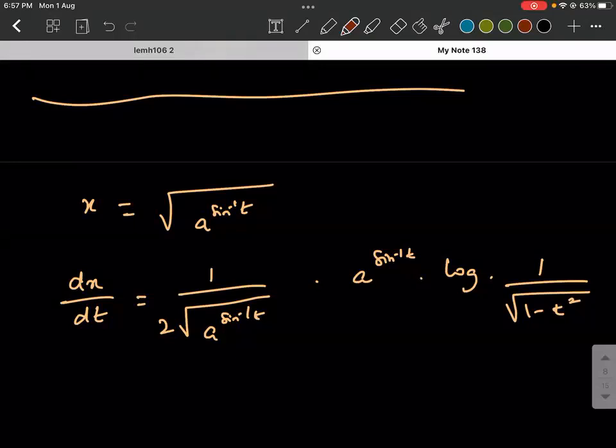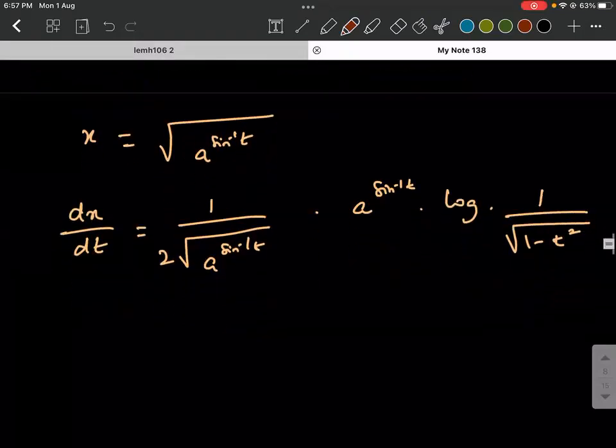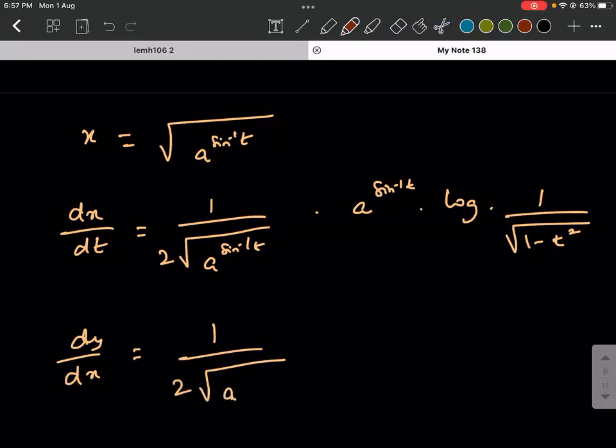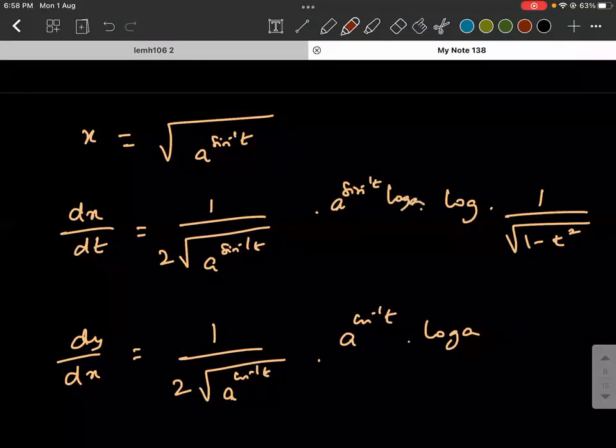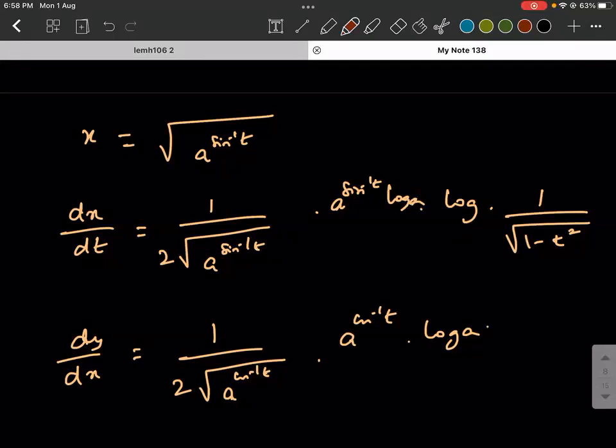I think that also should have solved. What will dy by dx be? 1 by 2 root of a power cos inverse t into a power cos inverse t into log a. Hey, I forgot one thing. Derivative of a power x is a power x log a into derivative of cos inverse t, which is minus 1 by root of 1 minus t square.